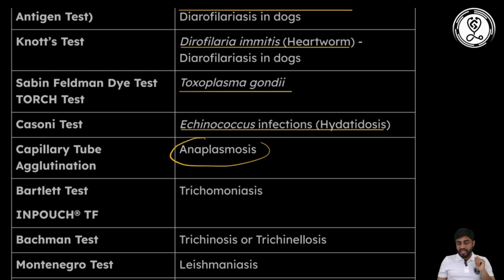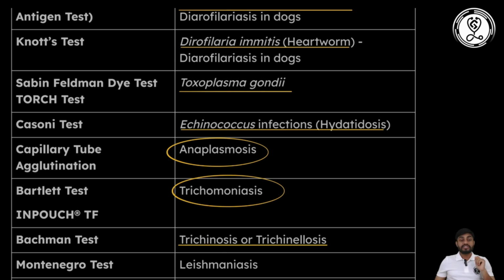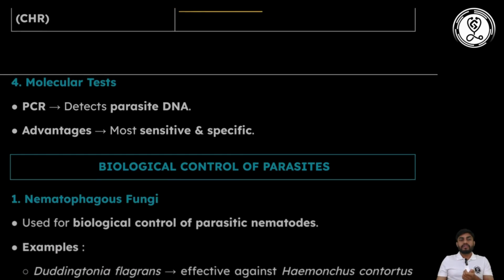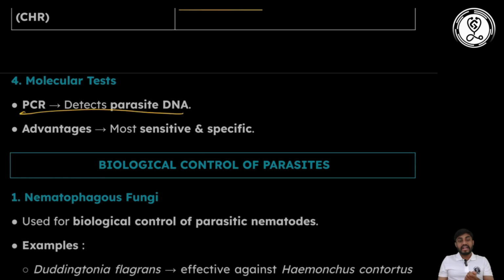Then the capillary tube test for anaplasmosis. Bartlett test for trichomoniasis. Beckman test for trichinosis or trichinellosis. Then the Montenegro test for leishmaniasis. Or you can use the cercarial reaction for schistosomiasis, because schistosomes produce cercarial dermatitis. In that case, you can use those reactions or tests. You can also use molecular tests like PCR that detect parasitic DNA directly, and they are considered more sensitive and specific. You can design specific primers, and then DNA will bind and the reactions will produce.